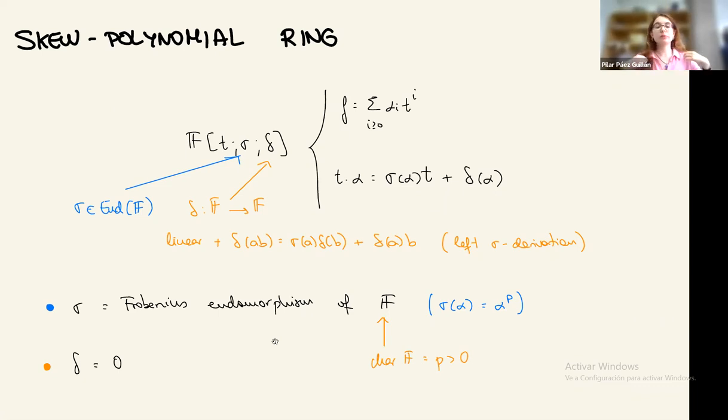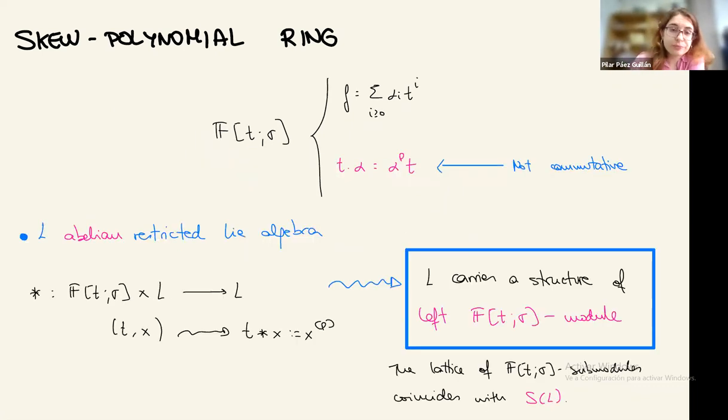So this skew polynomial ring will simplify, and we will denote it by F[T; sigma]. And we will have just this simpler rule of multiplication: T times alpha will be alpha to the p, the image of alpha by the Frobenius endomorphism, times the variable. Unless every element of the field is its own p-th power, our ring is not commutative, and this will complicate things a little bit, but we will see in time.